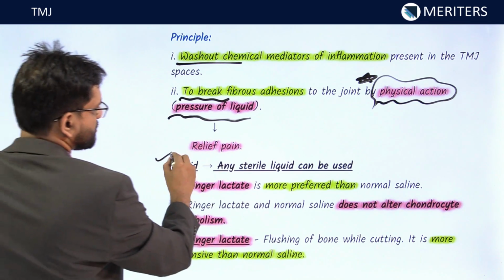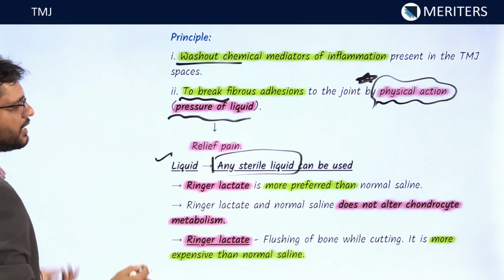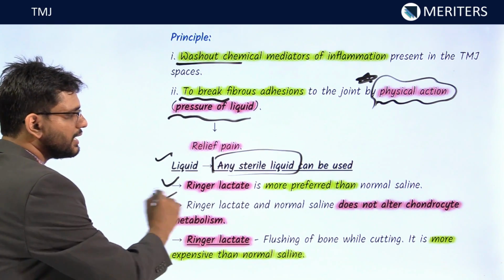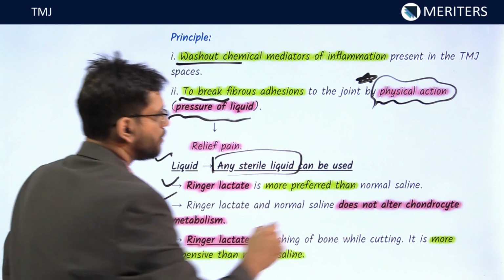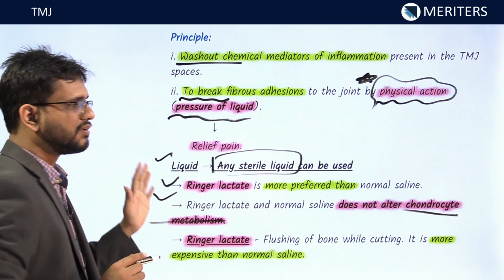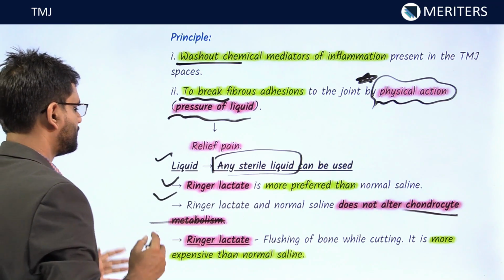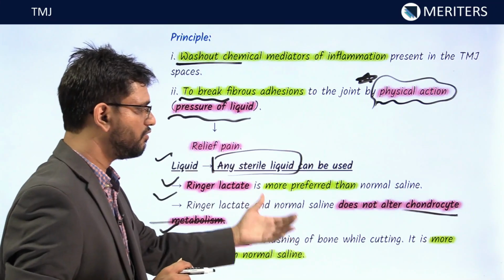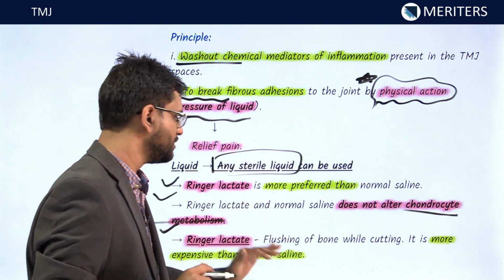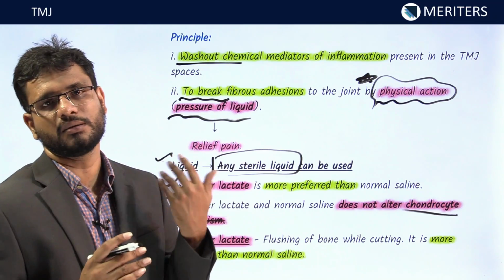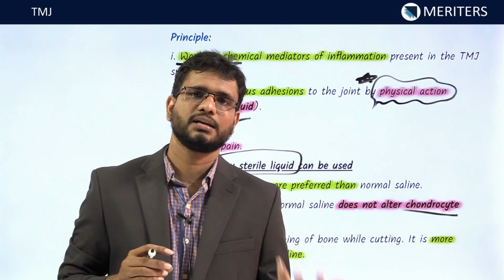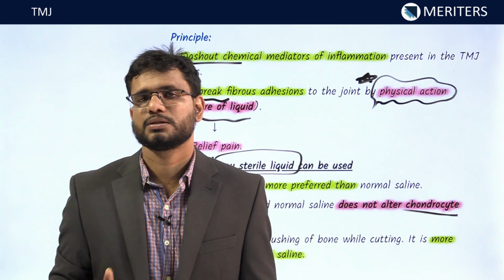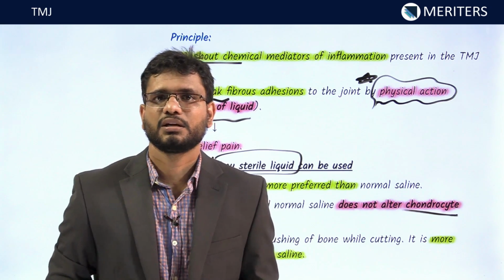Now, what are the liquids? Any sterile liquid can be used, but Ringer's lactate is more preferred than normal saline, which I have already told. Ringer's lactate and normal saline do not alter chondrocyte metabolism, and that's why they should be used in the TMJ, right? Ringer's lactate will also be used for flushing during cutting of the bone. It is more expensive than normal saline; this is the only disadvantage. Otherwise, when we compare normal saline and Ringer's lactate, Ringer's lactate should be preferred, not only for orthocentesis but also for the irrigation we do during the cutting of the bone.